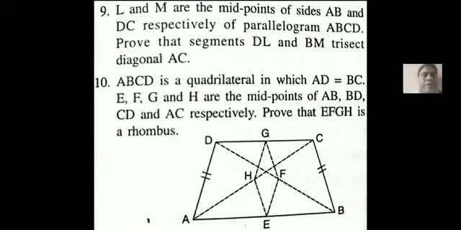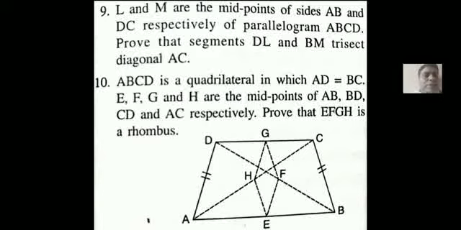Next question, the next question of the slide. L and M are the midpoints of the sides AB and DC respectively of a parallelogram ABCD. Prove that segments DL and BM trisect the diagonal AC. Next question.